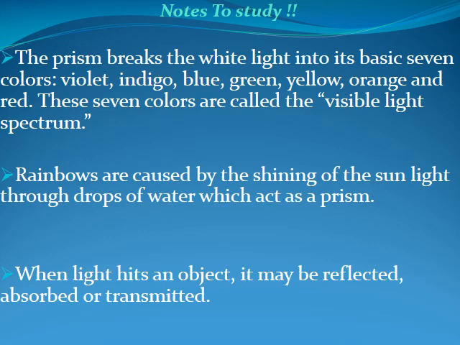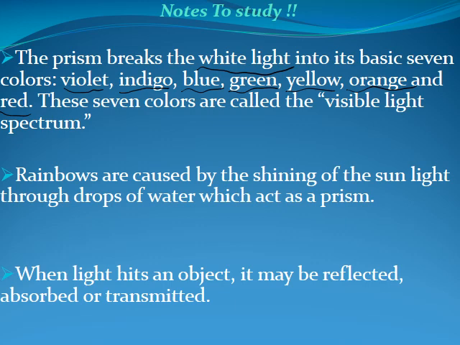What is the function of the prism? The prism breaks the white light into its 7 basic colors. These are violet, indigo, blue, green, yellow, orange, and red. These 7 colors are called the visible light spectrum.